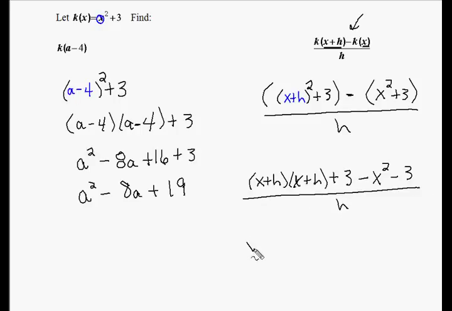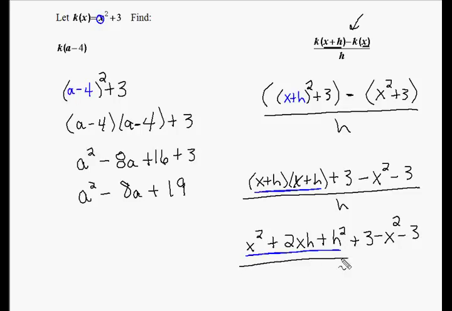So if you clear the parentheses here, you'll get x squared plus 2xh plus h squared plus 3 minus x squared minus 3, which is all divided by h. Combining like terms, we can add a positive x squared to a negative x squared. That'll add to 0. A positive 3 added to a negative 3. That'll add to 0. And so we're just left with this expression here.